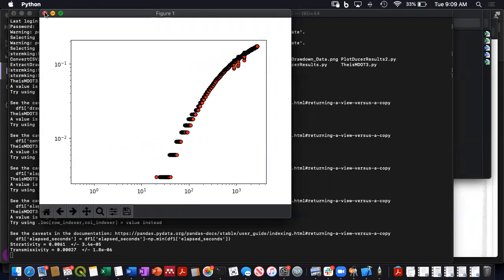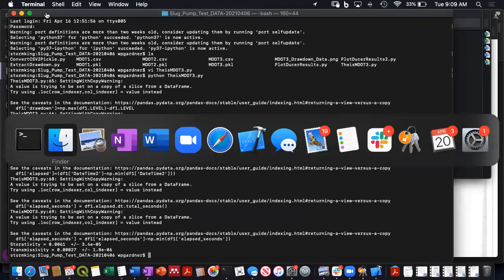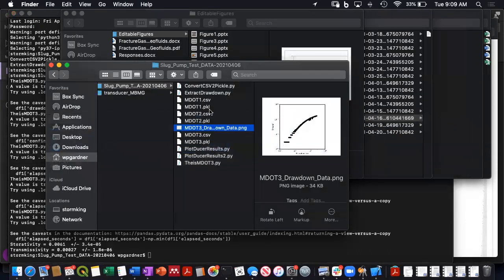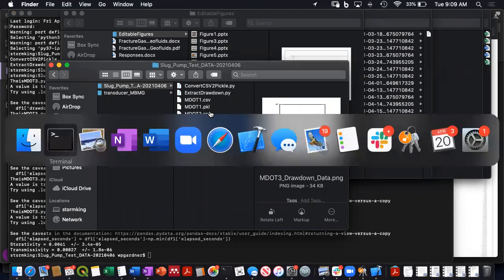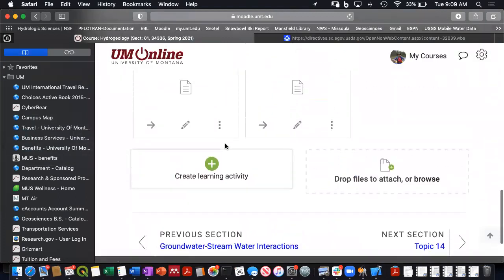So all I've done is go in and extract the data from our pump test. I just figured out what the start of it was, what the end of it was, and then I plotted it on log scale so that it'll work for the curve matching. I'll throw the data up on Moodle right now while we're watching, but this will work for the curve matching that you now know how to do. So let me put that up into the final project right now.